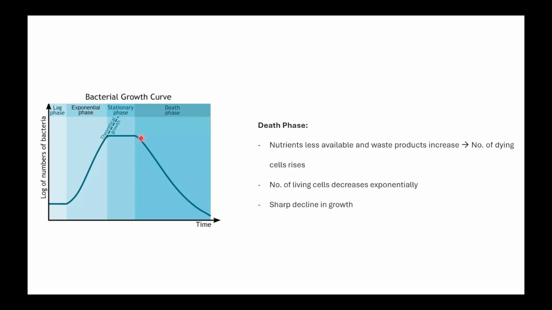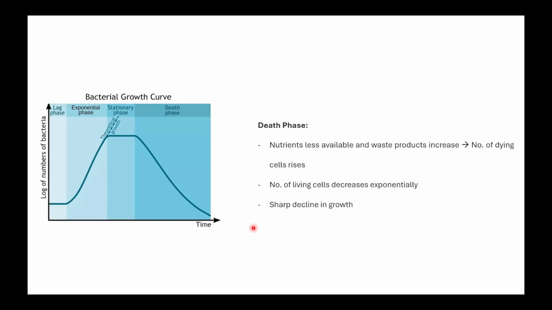Then finally, there's the death phase. Again, this is an exponential phase wherein the number of dividing cells is much less than the number of dying cells. Nutrients are diminished and waste products are accumulated to a large extent. So the number of dying cells rises and the number of living cells decreases exponentially. So there's a sharp decline in the growth.